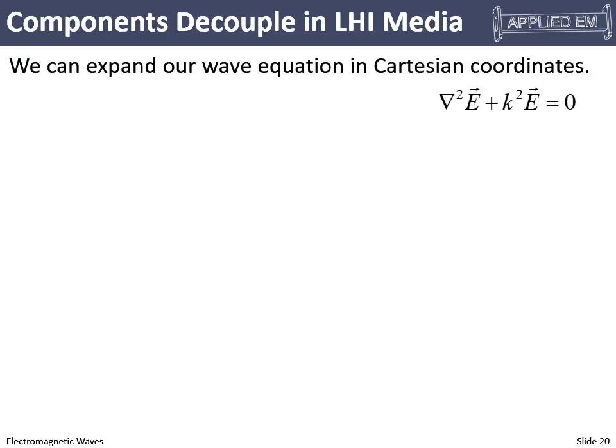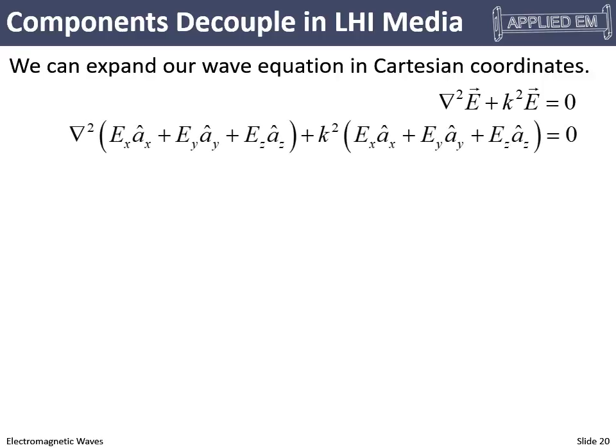So here's our wave equation, and it contains this term E, which is a vector. In Cartesian coordinates, it contains an x, a y, and a z component. So let's go ahead and expand that electric field in terms of its components in Cartesian coordinates. So we end up here, and we've expanded this E in its XYZ components and the second one in terms of its XYZ components.